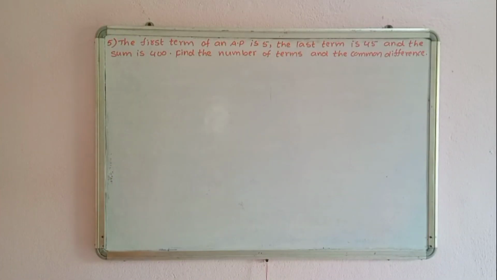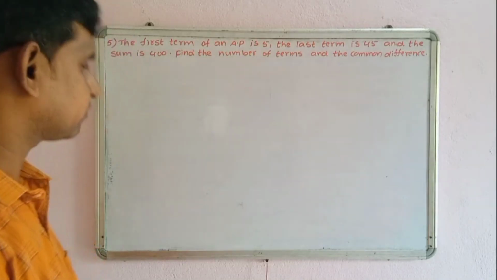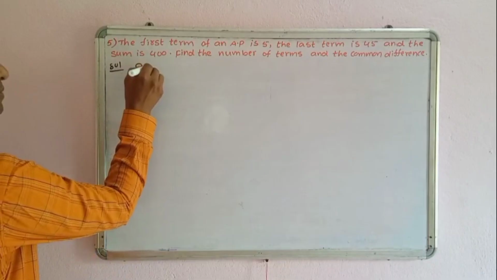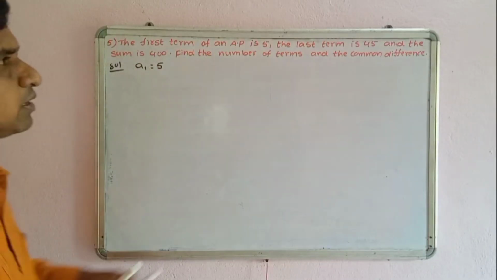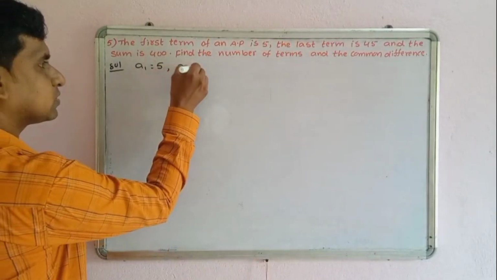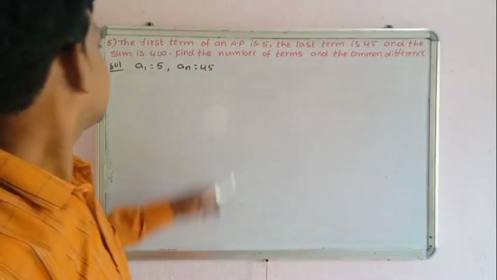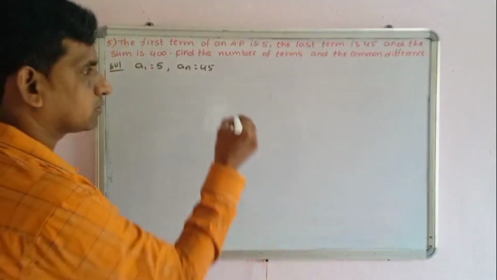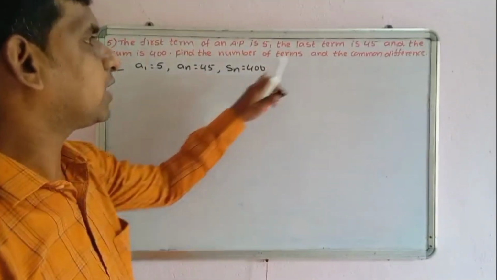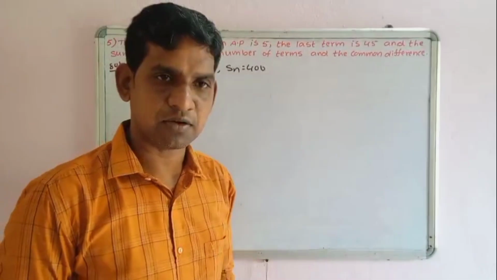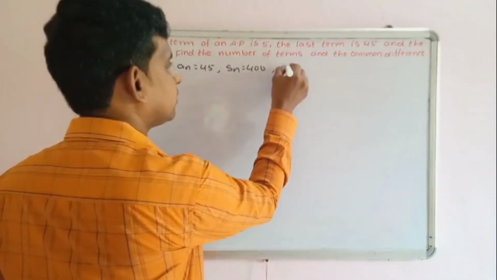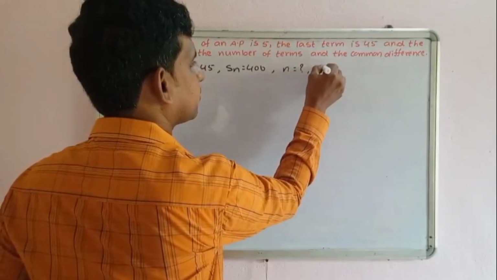Problem 5. The first term of an AP is 5. See the solution. First term is nothing but a1. a1 equals 5. And the last term is 45. That means an equals 45. And the sum is 400. So Sn is 400. Find the number of terms. That means find the value of n and the common difference d also. Now we will find the value of n and common difference.